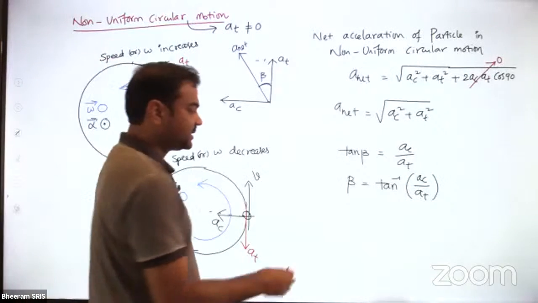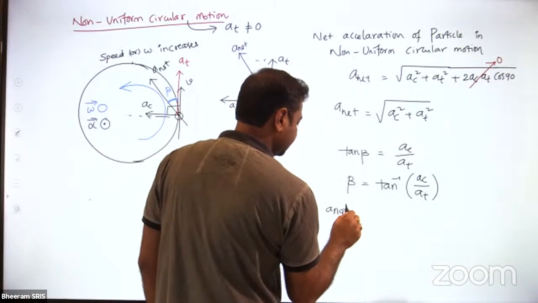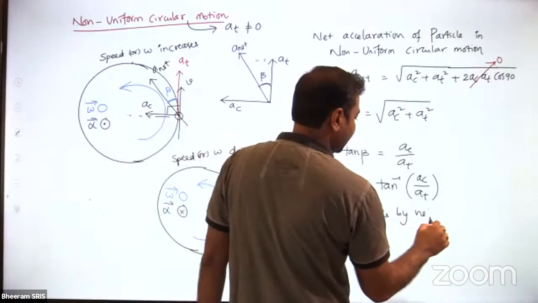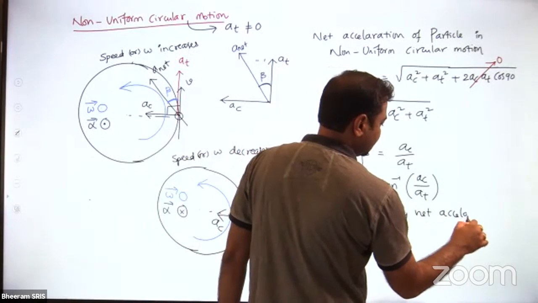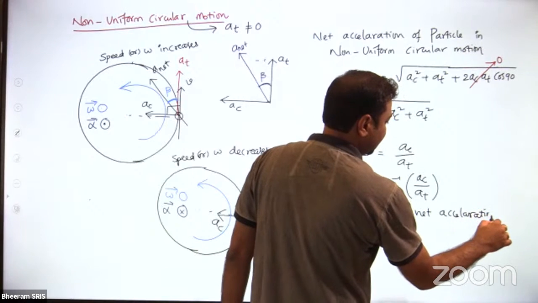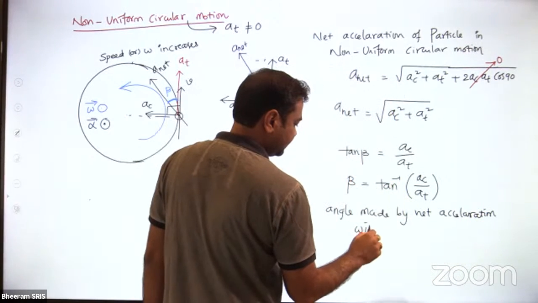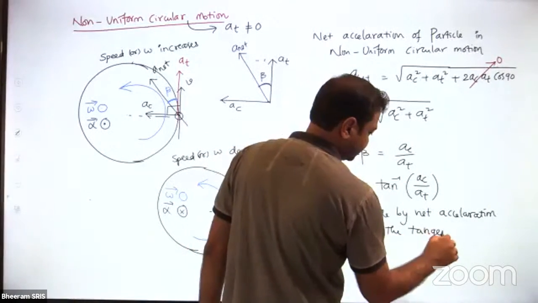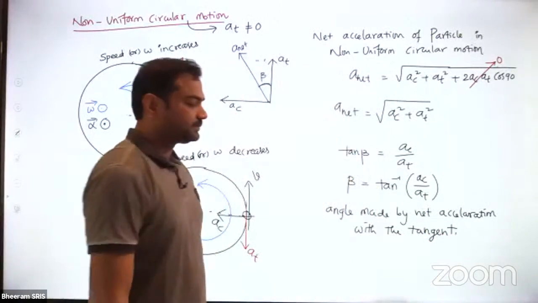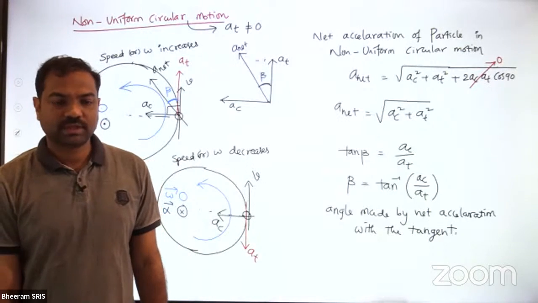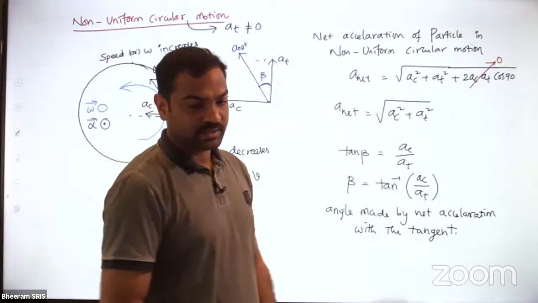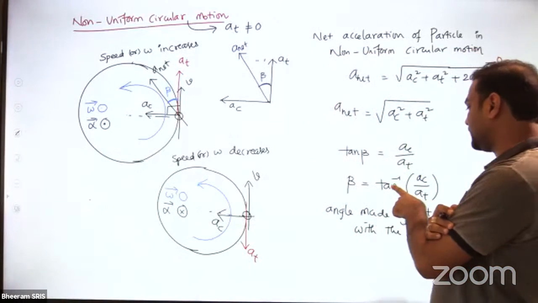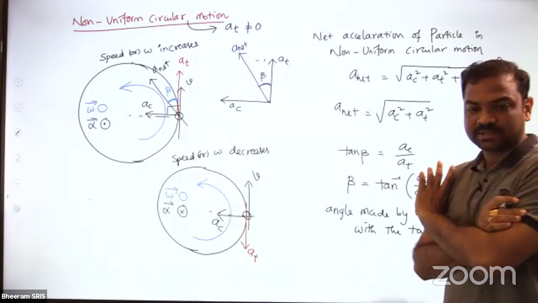What is beta? Beta is the angle made by net acceleration with the tangent. Okay, no? Angle made by net acceleration with the tangent is called beta. That beta value is equal to tan inverse centripetal acceleration by tangential acceleration.